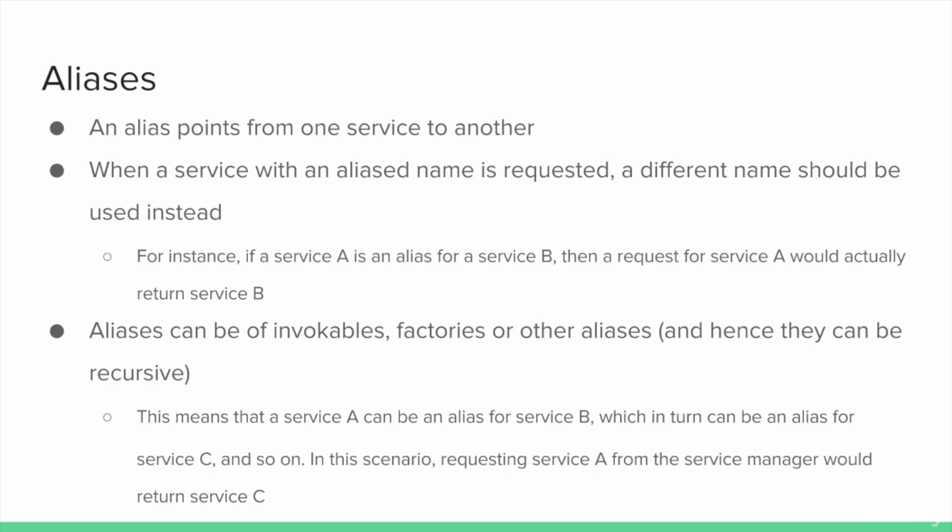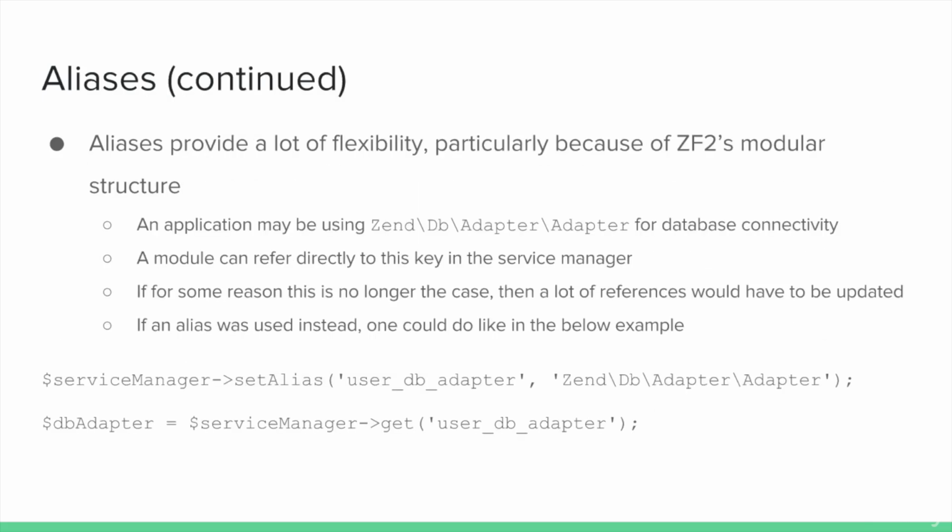This means that a service A can be an alias for service B, which in turn can be an alias for service C, and so on. So in this scenario, requesting service A from the service manager will actually return service C. And you might wonder in which scenarios this is useful. But aliases provide a lot of flexibility because of Zend Framework 2's modular structure in particular.